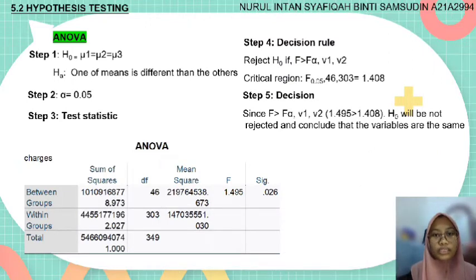Next, ANOVA. Step 4 decision rule, we reject H null if F is greater than F alpha. Critical region is 1.408, which we got from the statistic table, and then in Step 5 decision, since F is greater than F alpha, which is 1.495 greater than 1.408, H null will be rejected and we conclude that the variables are not the same.